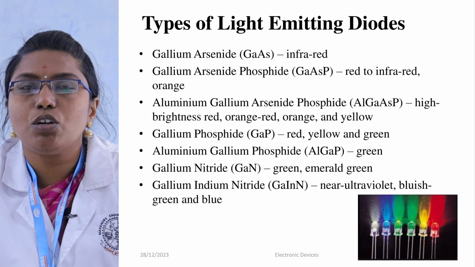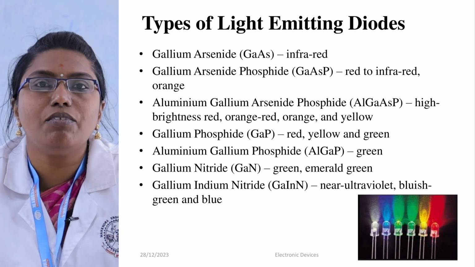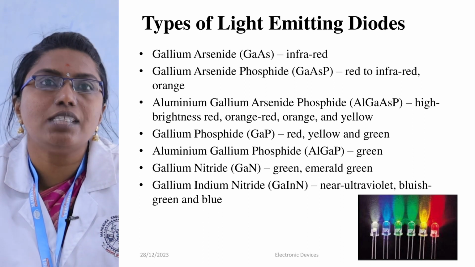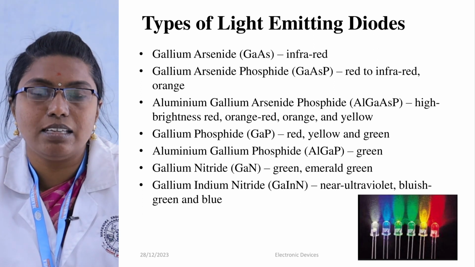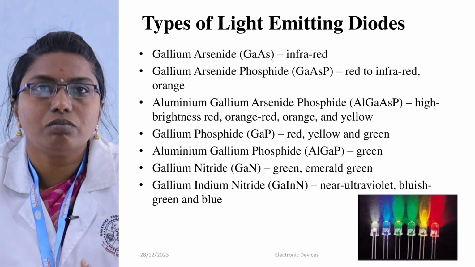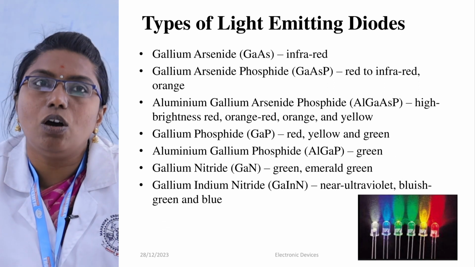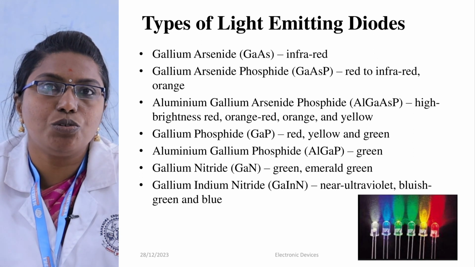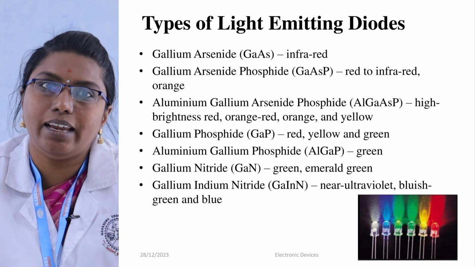There are various types of light emitting diodes. Based on the material, we can manufacture LEDs of various colors. Gallium arsenide is a semiconductor material used to manufacture infrared LEDs. Gallium arsenide phosphide is used to manufacture red, orange and infrared LEDs. Aluminum gallium arsenide phosphide is used to construct high brightness red, orange and yellow LEDs.